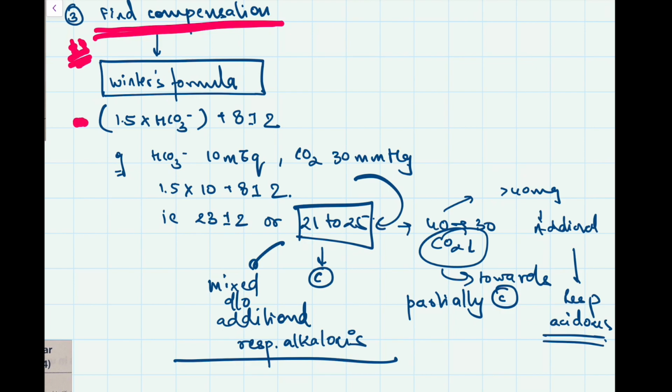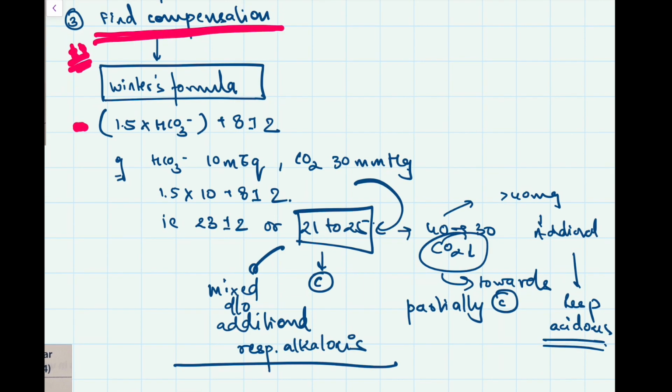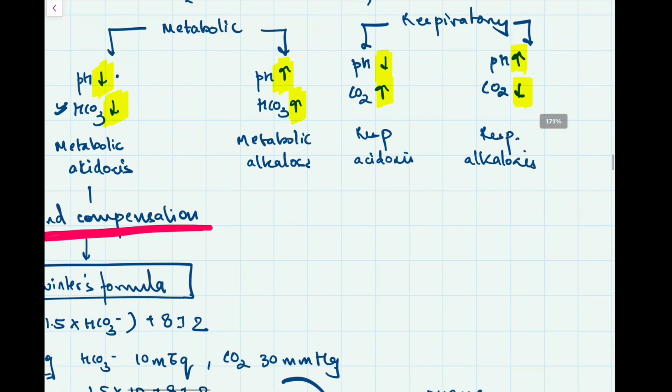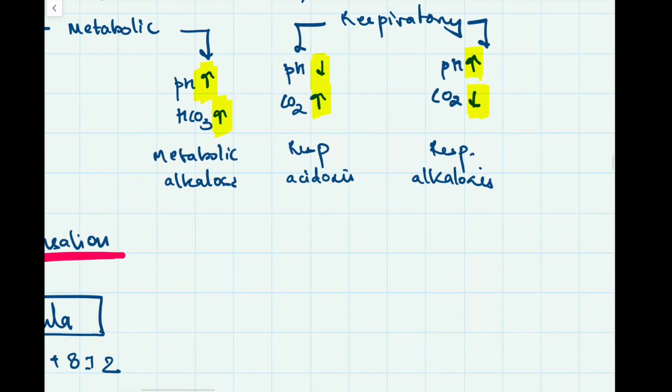and that can be solved by this formula, right? For other disorders, the compensation is usually not asked, right? But you need to know them for solving the questions that are given in the question bank. So let us go through them quickly, right? So in cases of metabolic alkalosis, 1 milliequivalent increase in bicarbonate leads to 0.7 mmHg increase in CO2, right?